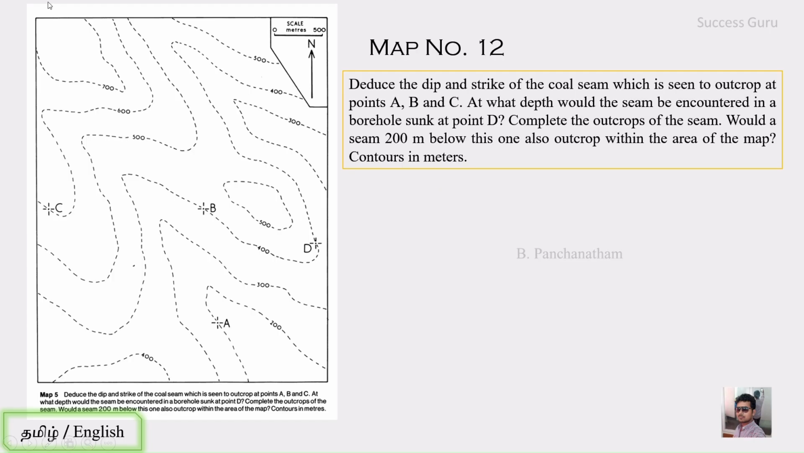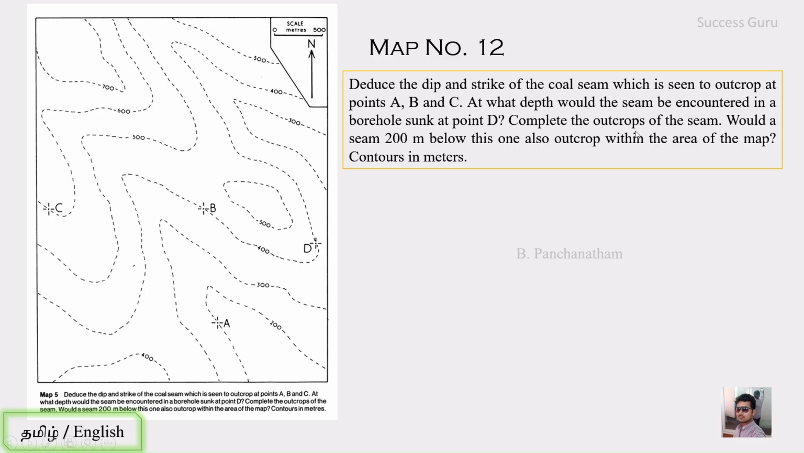On the left hand side, you can see a map where A, B, C and D, four points, are mapped. The question is to deduce the dip and strike of the coal seam which is seen to outcrop at points A, B and C. At what depth would the seam be encountered in a borehole sunk at point D? So if you sink a borehole here at point D, at what depth can you reach the coal seam? That is the second question.